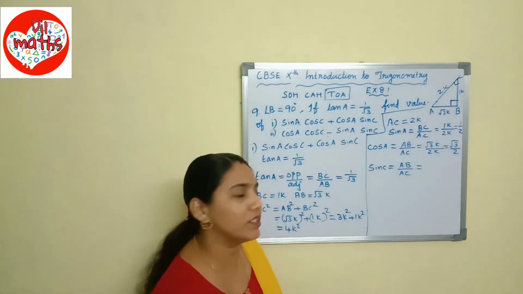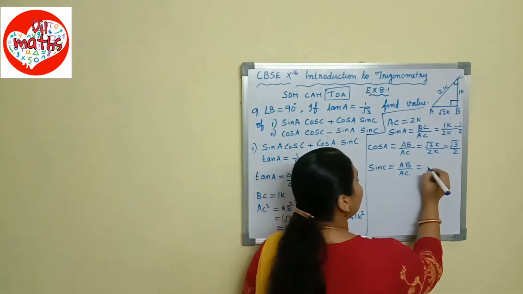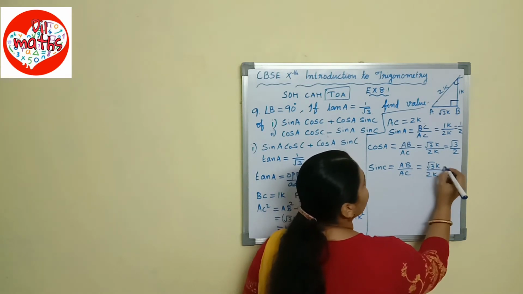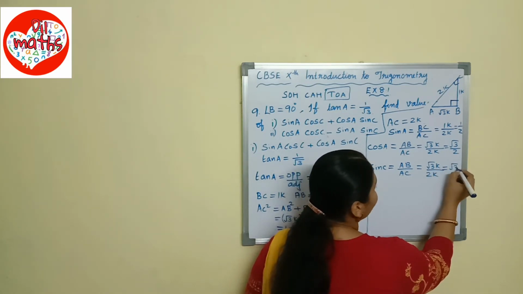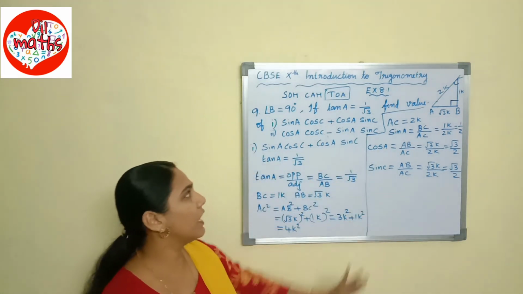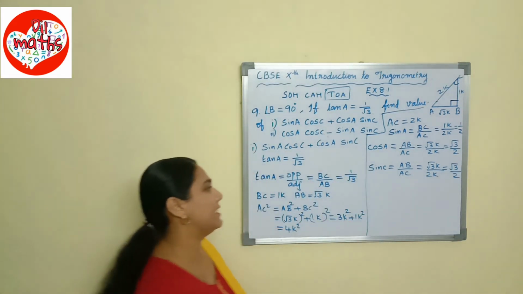What is AB here? AB is equal to root 3K here. So root 3K divided by AC, which is 2K, isn't it? So if you cancel the common factor, what do you get? Root 3 by 2. So we got sin C. Now we should find out cos C, isn't it?